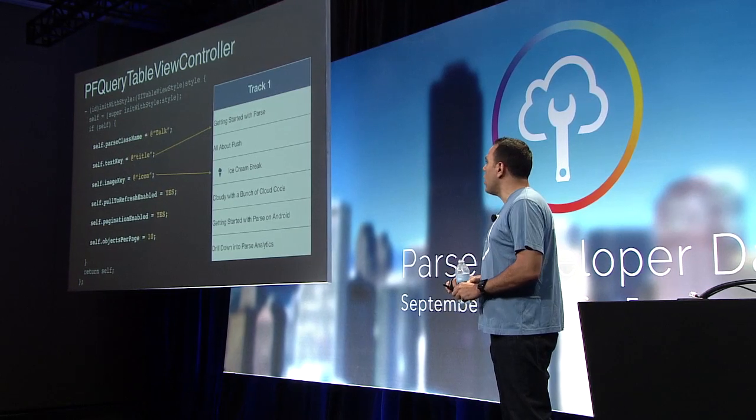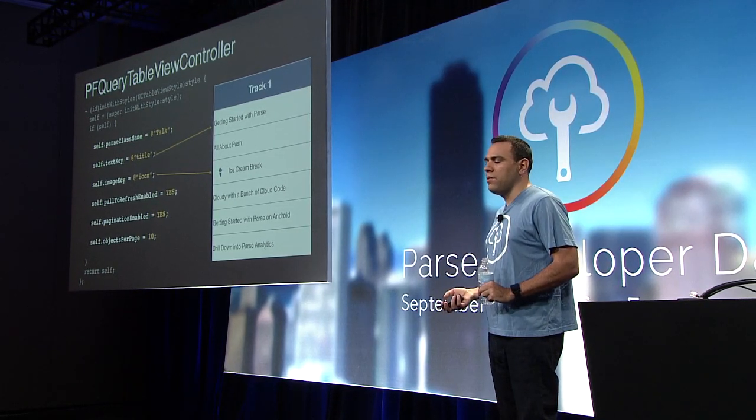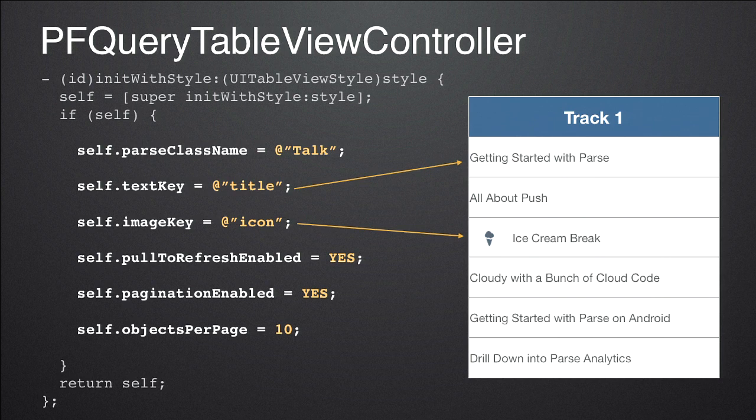So how do you set it up? Basically, you'll want to create a subclass of PFQueryTableViewController. And in your designated initializer, set up the class name, the name of that text key that we will use for that label in each row. And in this case, I'm also using an image key. This is used to display an image automatically for certain objects. In this case, the ice cream break. Now, since this is still a UITableViewController, you can use the same methods you're used to customize it to your own needs, as we have done with the PDD application.